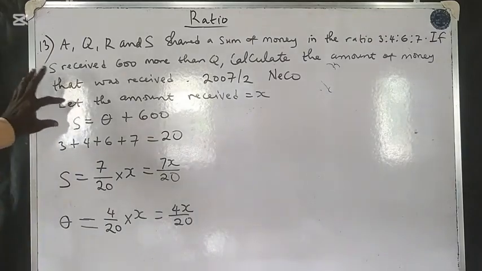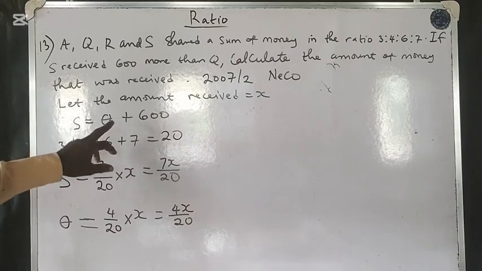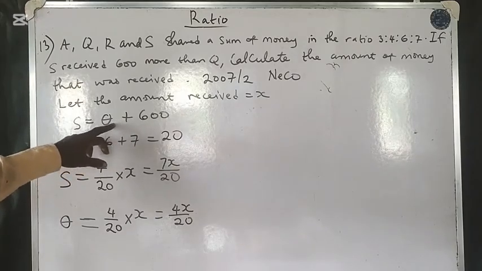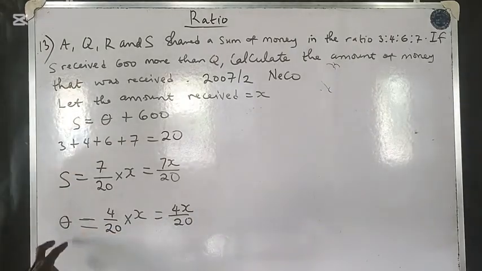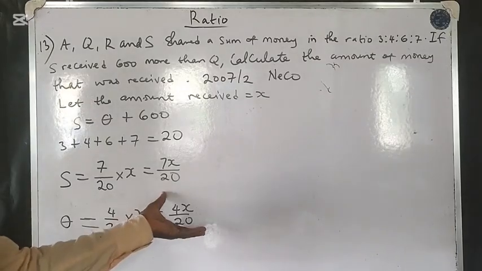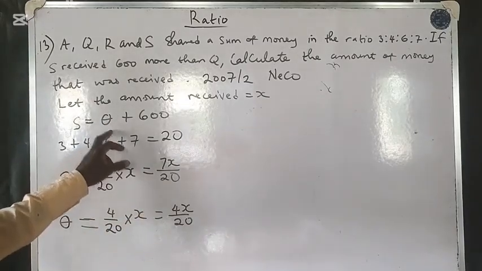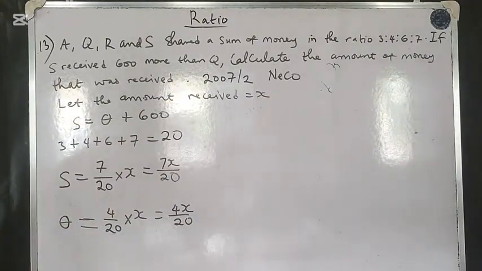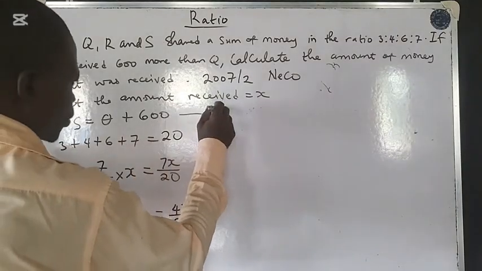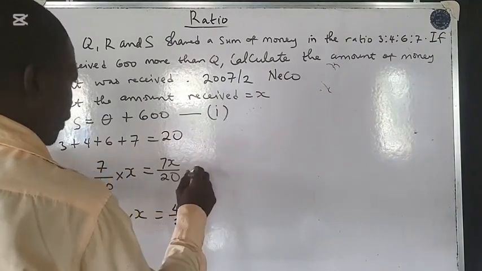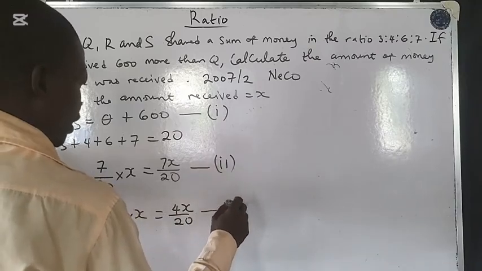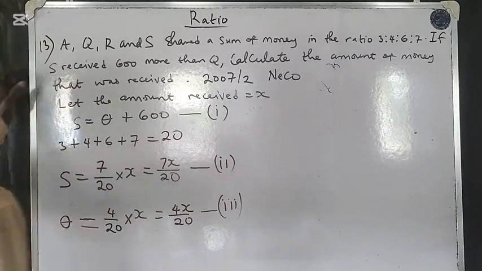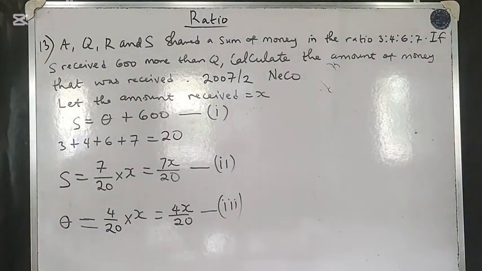And we have more information here that S received 600 more than Q. So can we replace this Q with this value, since the share of Q is this? We can substitute for Q using this value, and that is going to help us out. We call this one equation 1, this one equation 2, and this one equation 3. So these are the three equations we are going to make use of.